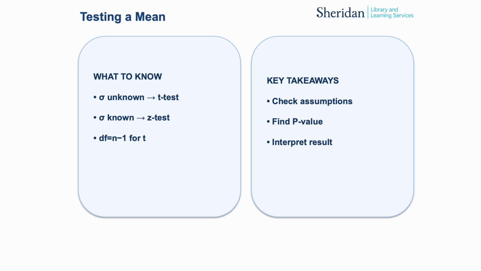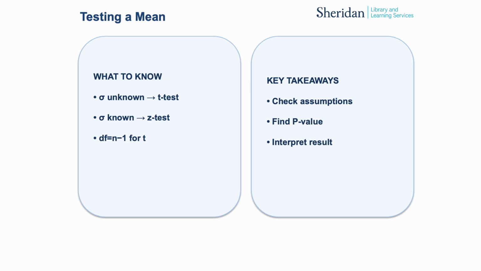The biggest difference is deciding whether to use a t-test or a z-test. Fortunately, there's an easy rule to remember. If the population standard deviation is unknown, we use the t-test. If the population standard deviation is known, we use the z-test. In practice, population standard deviations are rarely known, so you'll probably find yourself using the t-test most frequently.